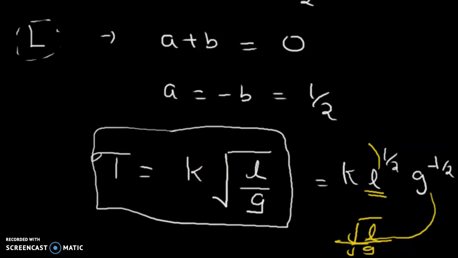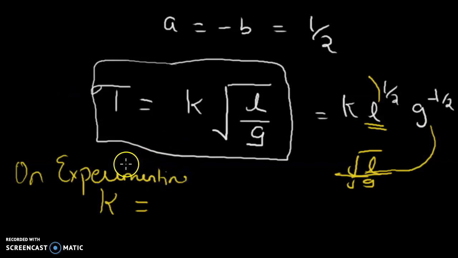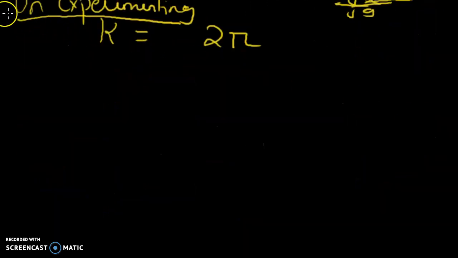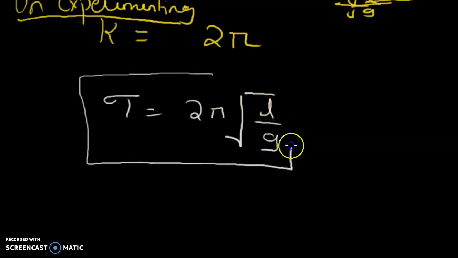And by experiment, this is only due to experiment, I came to know the value of k. We can't know this by solving something. By experiment I came to know the value of k is 2 pi. So if you remember, the time period of a pendulum is 2 pi under root L over g. So that is the time period of a pendulum. So that is the answer.